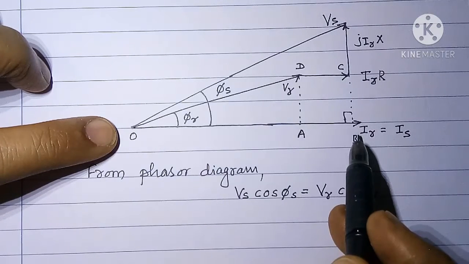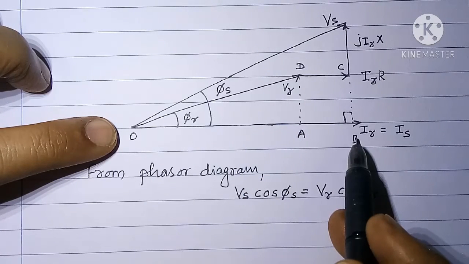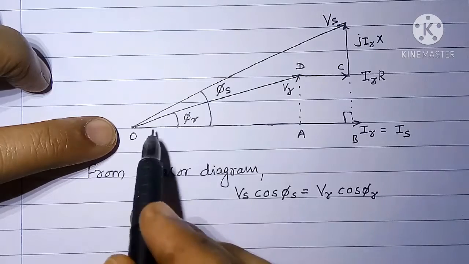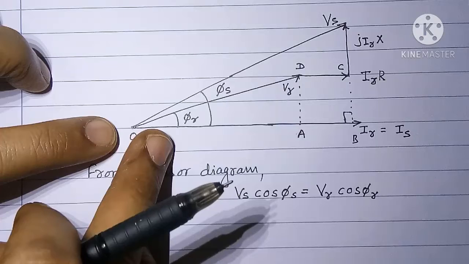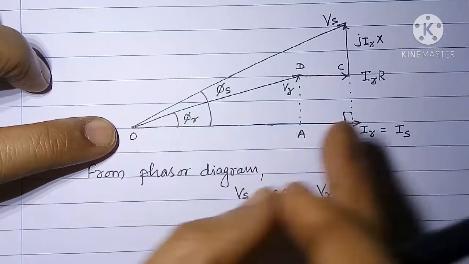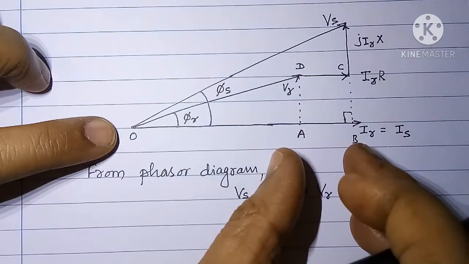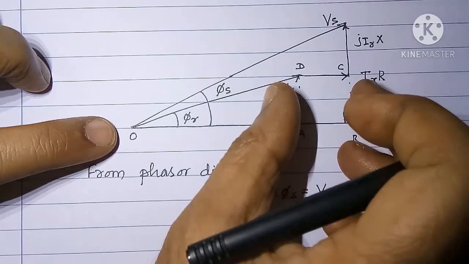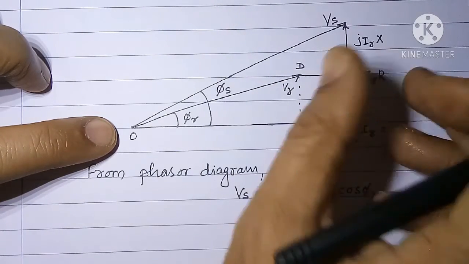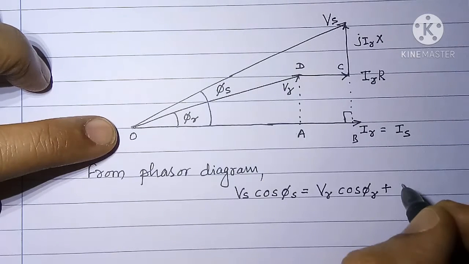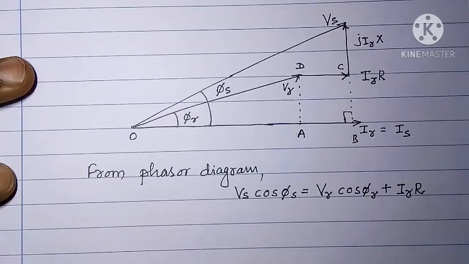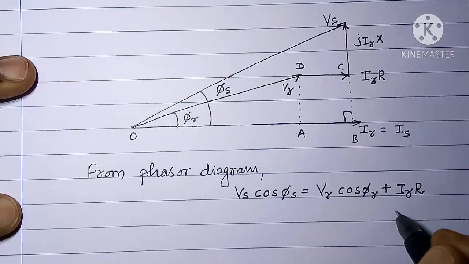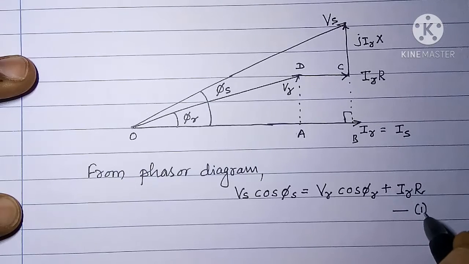OB, which is nothing but the projection of Vs on IR, is equal to OA plus AB. OA is VR into cos phi r. And what is AB? AB is parallel to DC and DC is IR into R. So simply we can write here IR into R. Let us now call this equation 1.